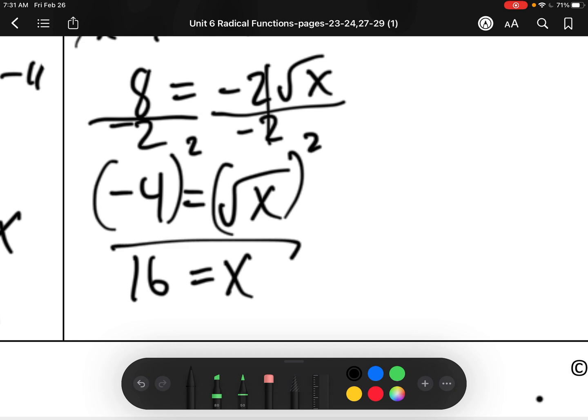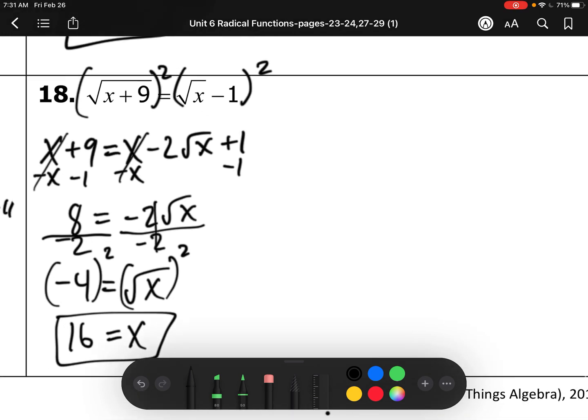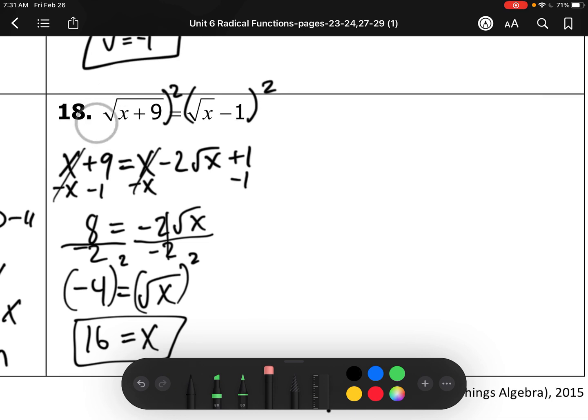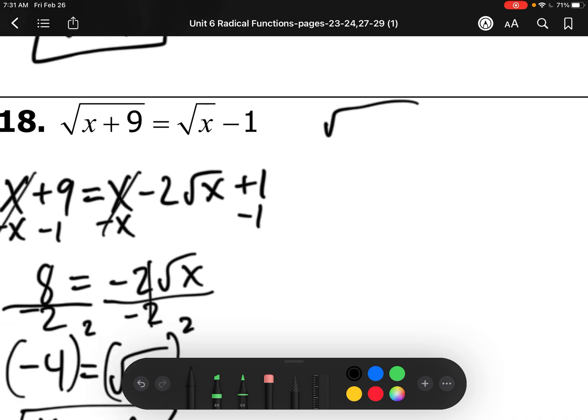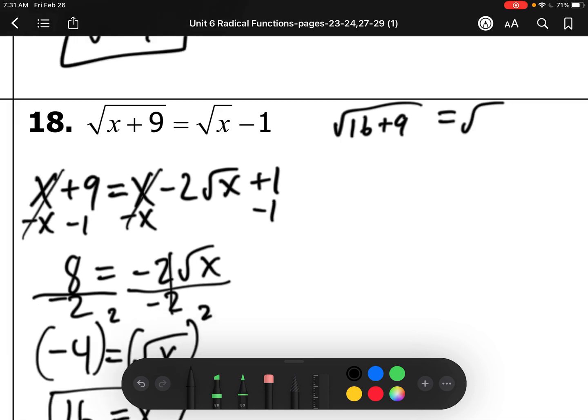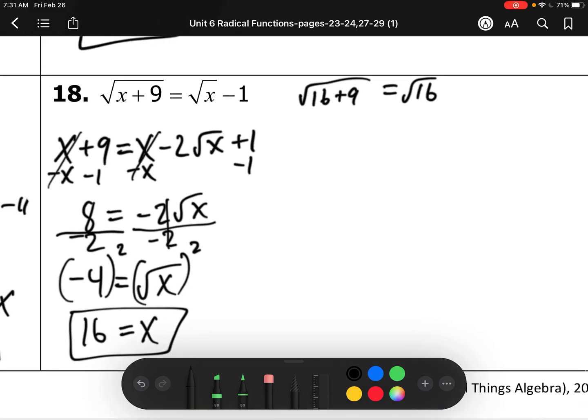All right, so this is my solution that I got. So now let's check if it works. So I'm going to plug in 16 in for x. So I have the square root of 16 plus 9 is equal to the square root of 16 minus 1. So 16 plus 9 is 25. And I know that the square root of 25 is 5, right? So this is 5 is equal to square root of 16 is 4 minus 1. 4 minus 1 is 3.